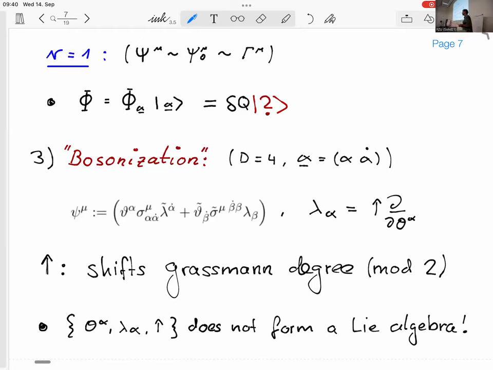Is there any one? No, there is no space-time supersymmetry in this theory.